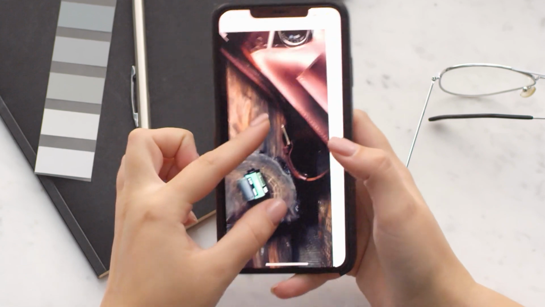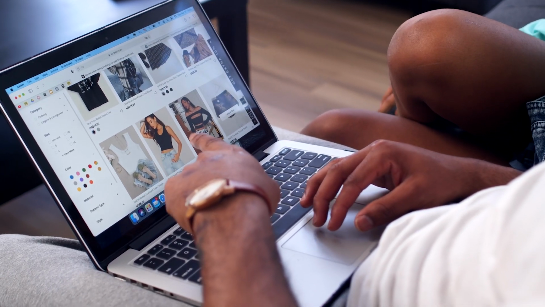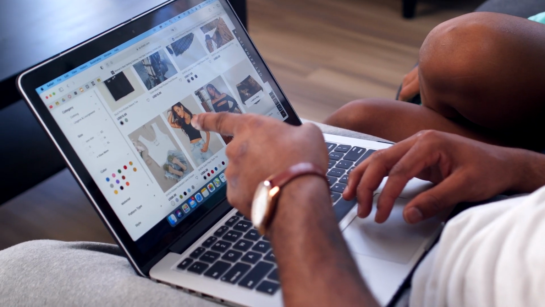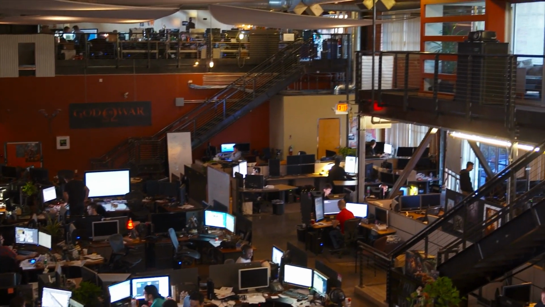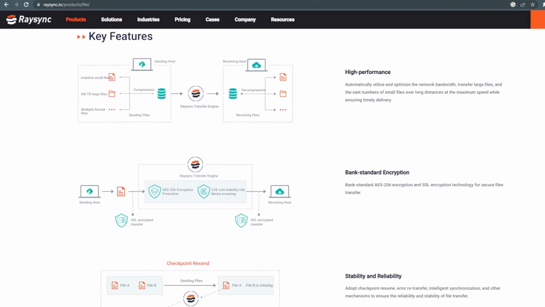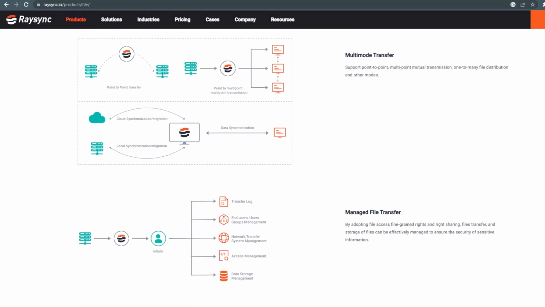And of course, as an artist, studio owner, or business owner, you must have your own website and portfolio on the website. That's why we recommend Raysync, which is an alternative to the traditional FTP workflow. And according to the statistics, what they did was quite impressive.